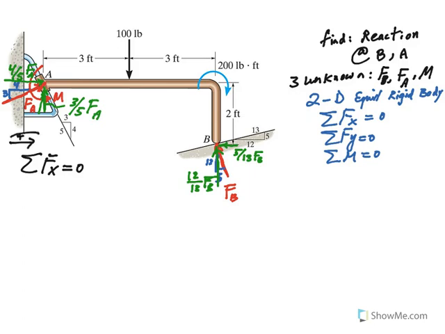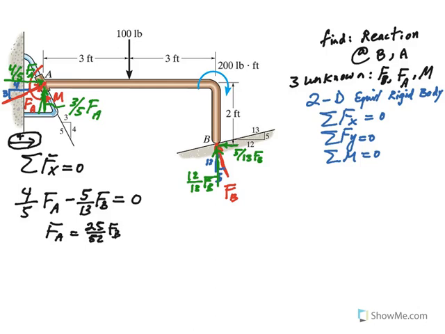If I pick this to be the positive direction, notice that at A I have 4/5 of F sub A, and at B I have, going in the negative direction, 5/13 of F sub B and nothing else. So these forces are balanced in X. Notice that F sub A can be determined in terms of F sub B. It's going to be 25/52, I believe, F sub B. So let's hold on to this equation. Let's try to balance forces in the y direction also.